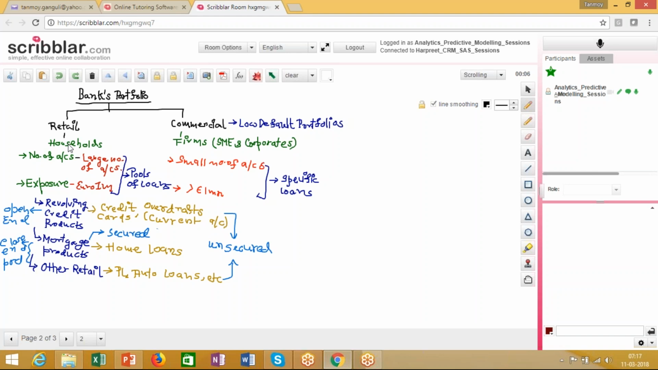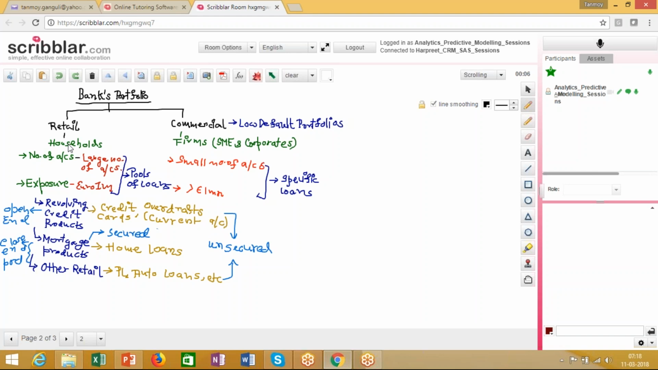The low default commercial portfolios are generally seen to be low default portfolios. Why? Because commercial portfolios have a relatively small number of accounts compared to the retail loans. Therefore, there is a small number of accounts and specific loans, but the exposure of each account is actually very large, right? The number of observations in corporates is even smaller than that in SMEs.